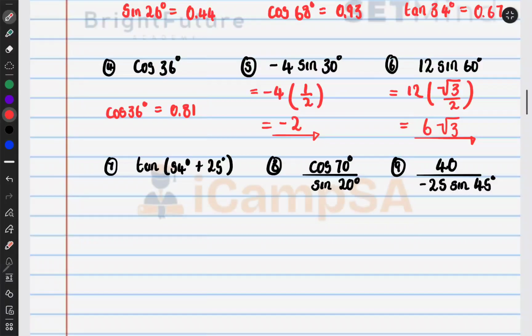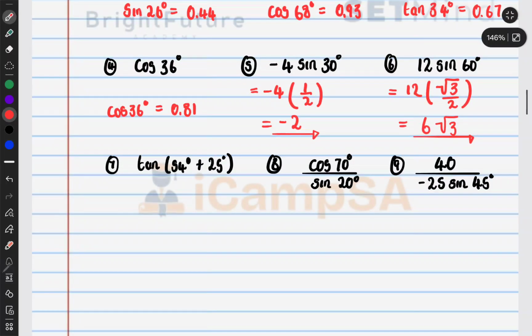And then next we have tan of 54 plus 25. In this case, you simply add what is within the bracket. So what is 54 plus 25? It is 79 degrees. Then you calculate the tangent of 79 degrees, which will give us 5.14, rounded off to 2 decimal places.